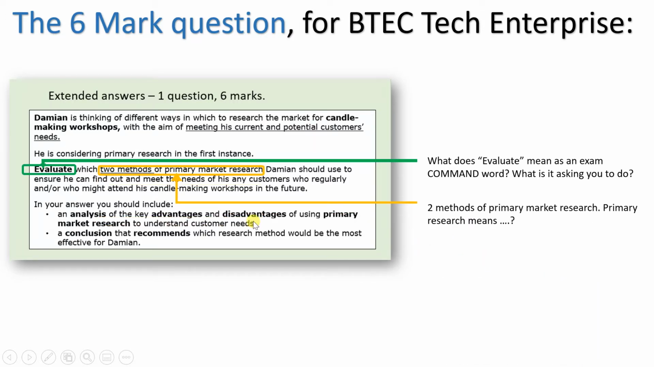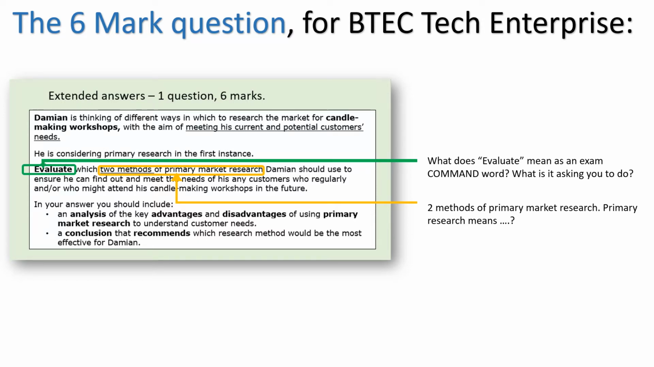The question is asking you to evaluate 2 methods of primary market research. So let's make sure we remember what primary research means. That's the one that you do first hand, the business doing it themselves. There are several methods to choose from, things like face-to-face interviews, phone interviews, focus groups, observations, questionnaires, surveys, testing the product, taste testing, and probably more as well, but those are the ones that we look at. So all of those are the things we need to consider, but you only need to look at 2.